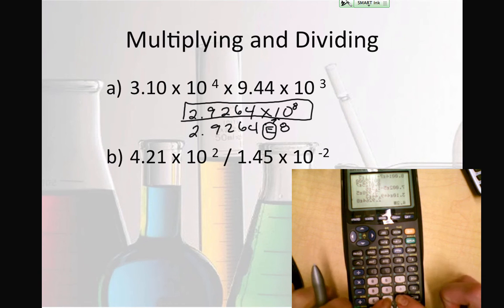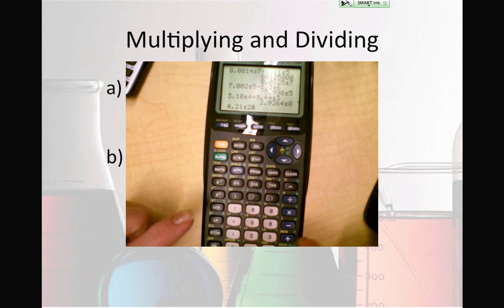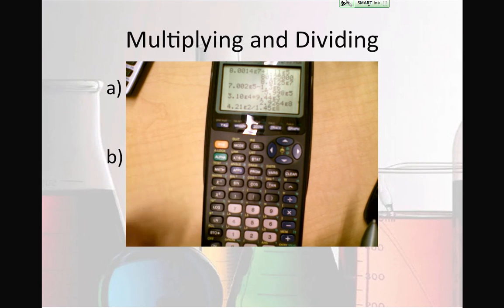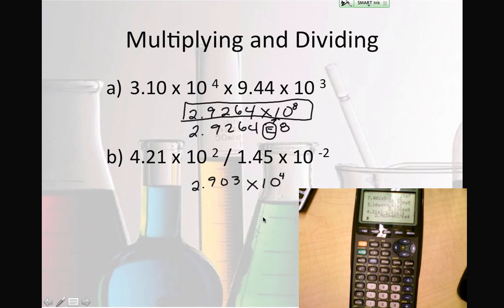So 4.21 E, don't forget the second, then the E, and 2 for my power. Then we're going to divide by 1.45 E, negative 2. Notice this button here. This is where I change the sign. It's not this where I'm subtracting, okay? And then my answer is 2.903. Oh, that's way more decimal places than I need, right? Times 10 to the 4th power, and that's it. That's how you're going to use a calculator for scientific notation.